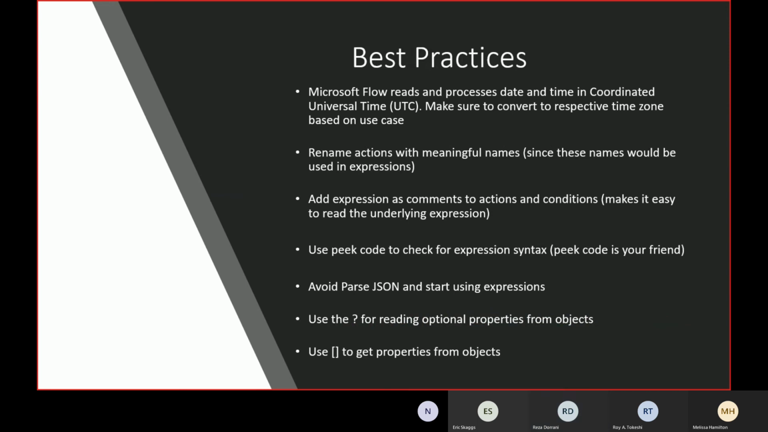Write about it. Add expression as comments to actions or conditions. So whenever you add an expression, you saw the expression window was too small. And if my expression grew beyond a point, I could not see what the expression is. So you can add them as a comment. That way, whenever you want to see what the expression behind it is, you can just look at the comment. Okay. And there are some other tips that I have defined here. In the interest of time, I'm just going to skip a few of them right here.